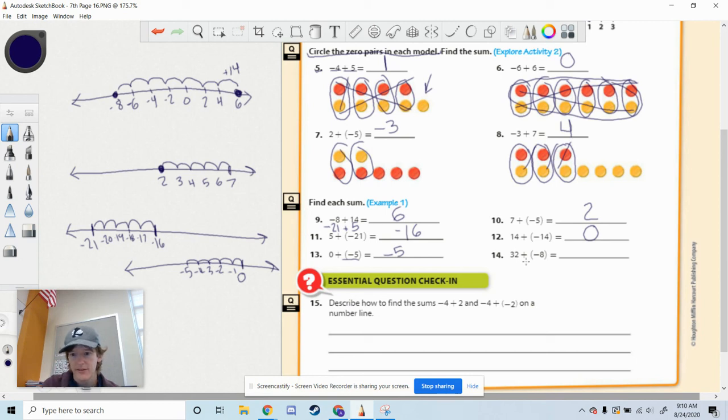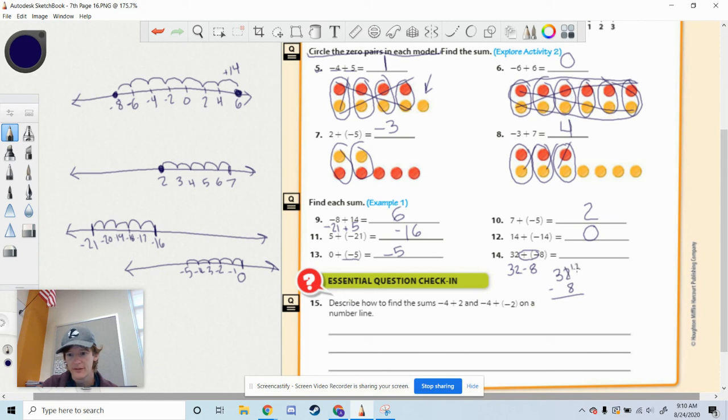Last one, we have 32 plus negative 8. In other words, this plus negative, this is going to be 32 minus 8. And a lot of us could probably do this in our head because 32 is a multiple of 8. So it's just going to be 1 8 below, or 32 minus 8.